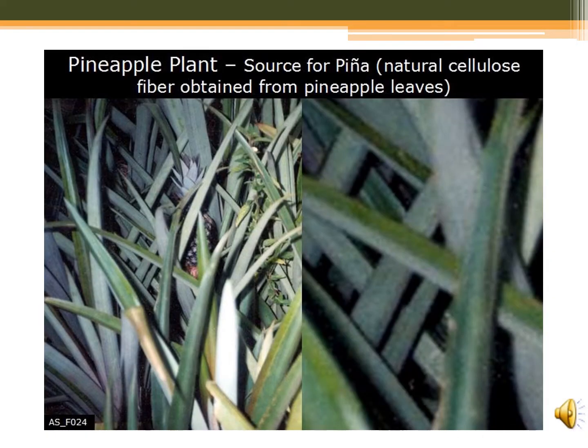Here is a visual description of the pineapple plant, and this is primarily coming from South American countries where they are focusing on the piña fibers from the pineapple plant. But this just gives you a visual idea of what that looks like.